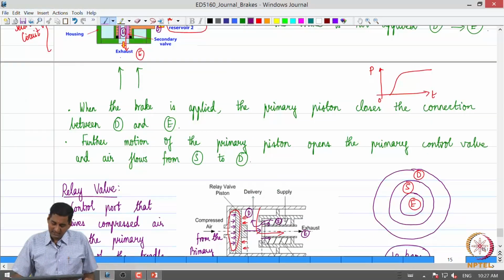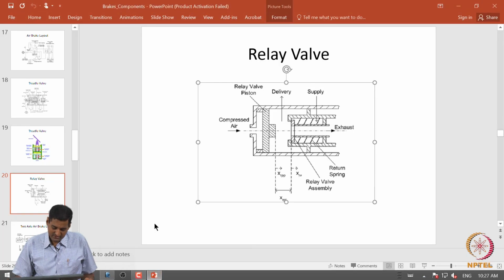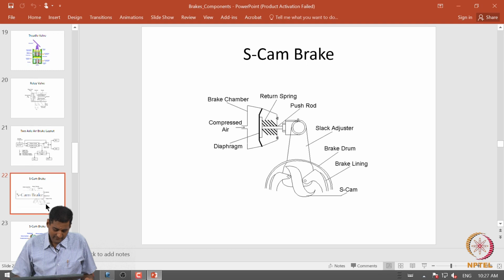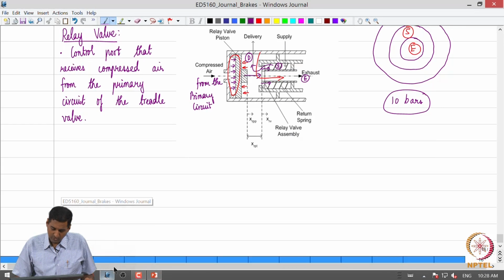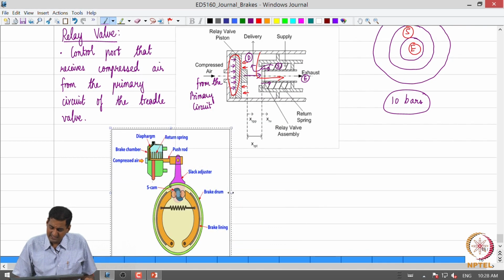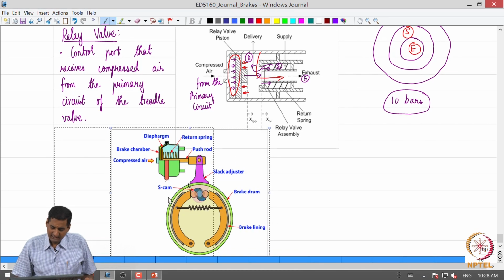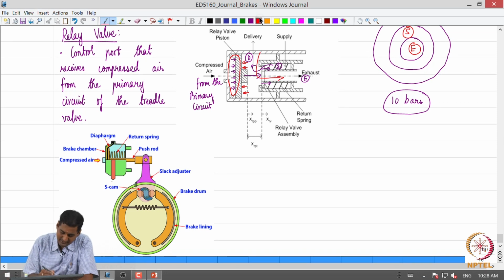Now let us look at the next component, which is called the brake chambers. If you look at the foundation brakes in most heavy vehicles, once again they are going to use drum or disc brakes, but for the time being let us look at a drum brake and then we will see what happens. Sorry, there is a typo here, this should be diaphragm. Sorry about that.